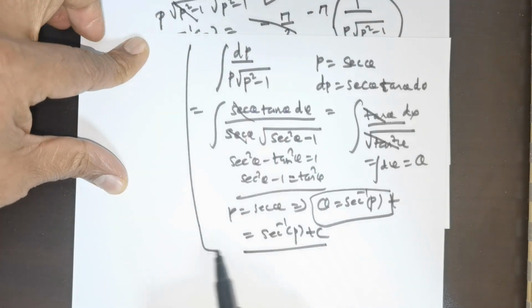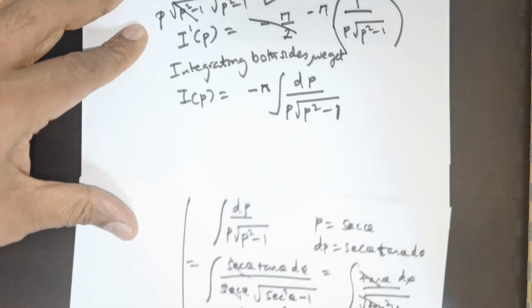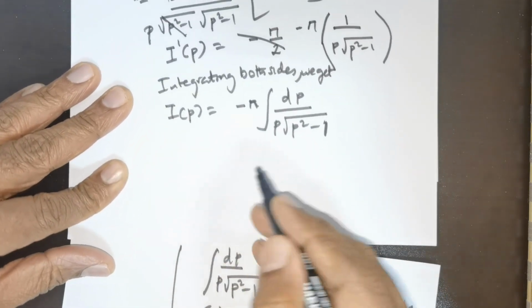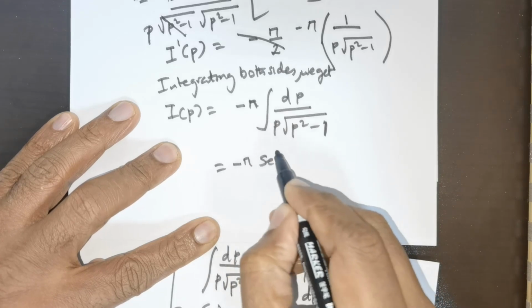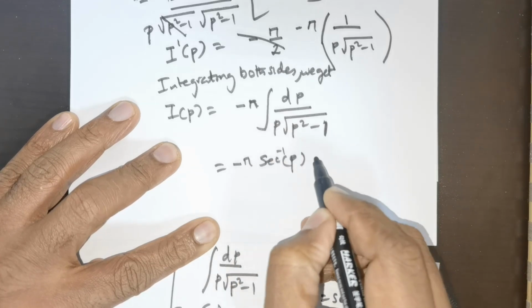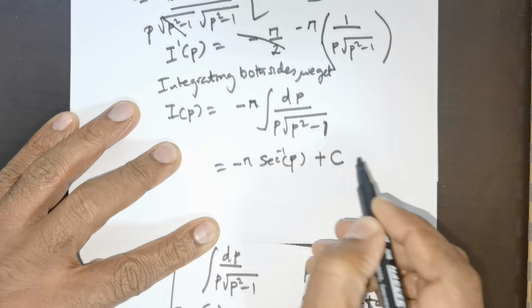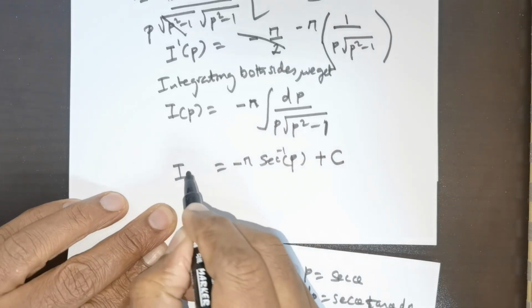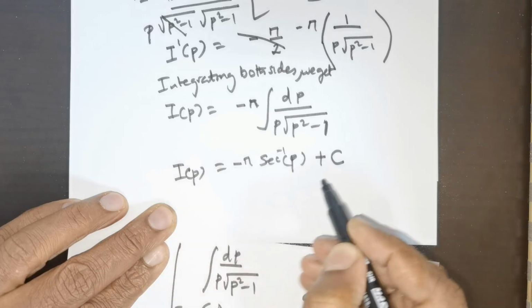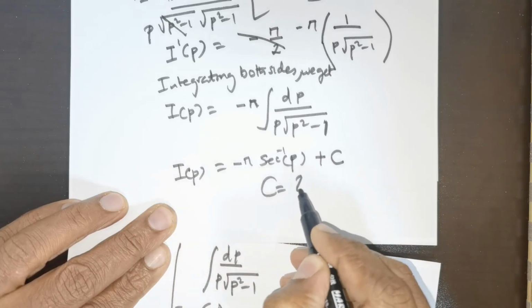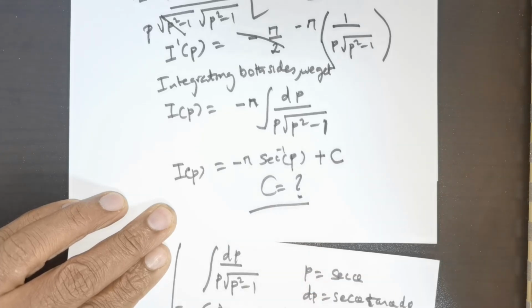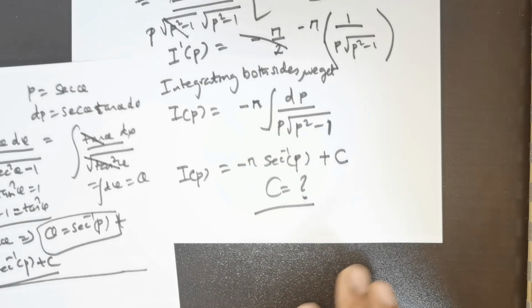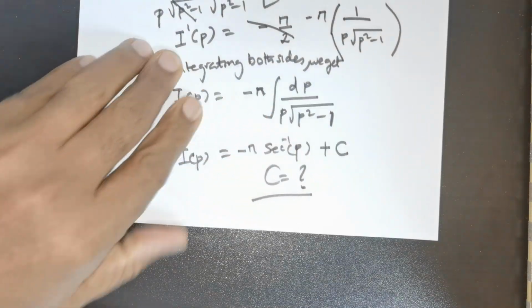So this is the working to show you that when you integrate this, you get negative pi times secant inverse of p plus arbitrary constant c, and this is equal to I of p. Now we have to find out the value of c, right? So how are we going to find out the value of c? Now I need to go back again to show you the original function.